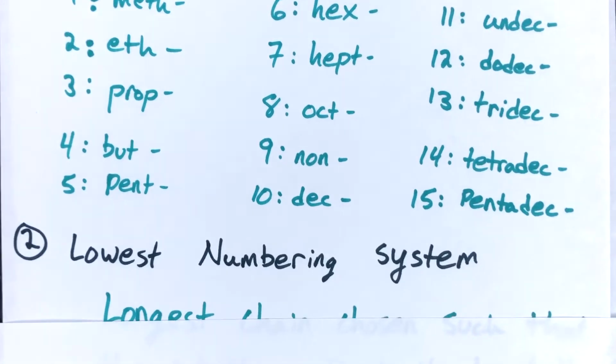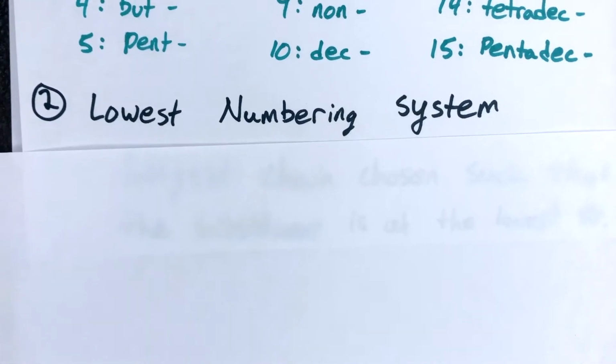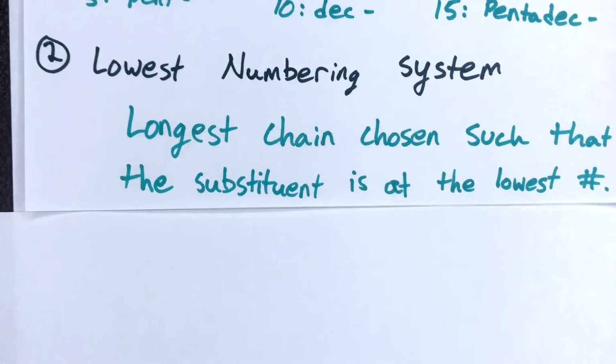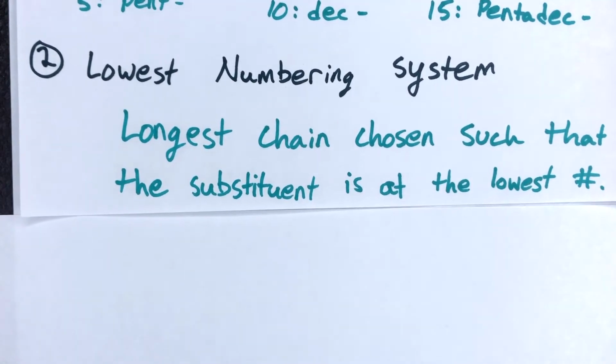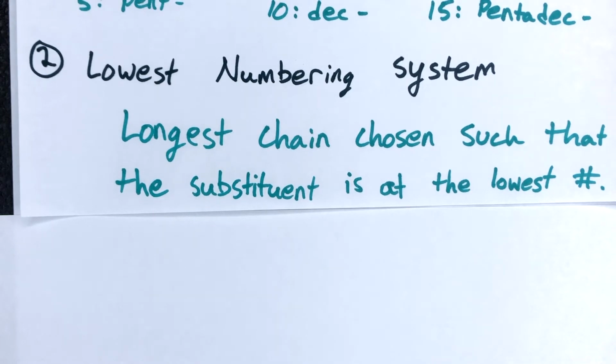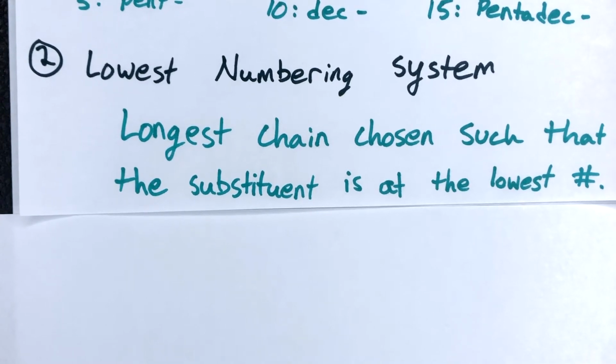Then the next rule is the lowest numbering system. What this means is that within the longest chain, you need to choose the chain that has whatever substituent, and substituent just means a branch, at the lowest number in that continuous chain. For instance, if you have an option between having a substituent or a branch at carbon 2 or carbon 7, you would need to pick the one that has it at carbon 2 because that's consistent with the lowest numbering system, which is our rule number 2 here.